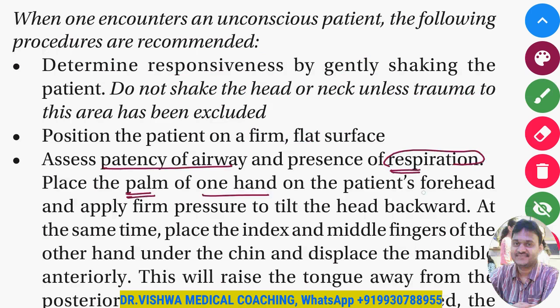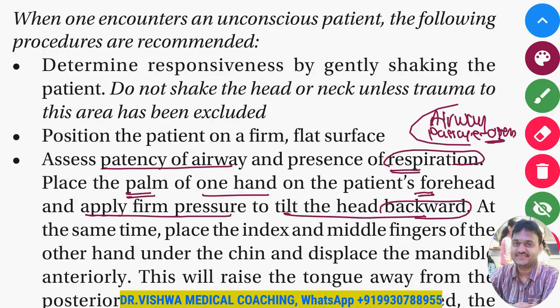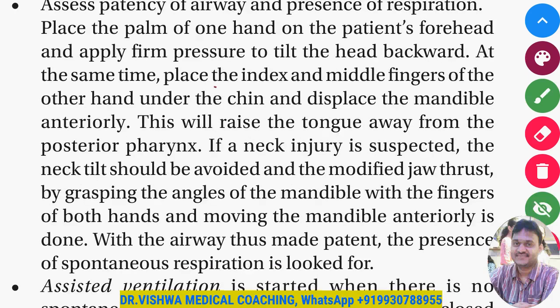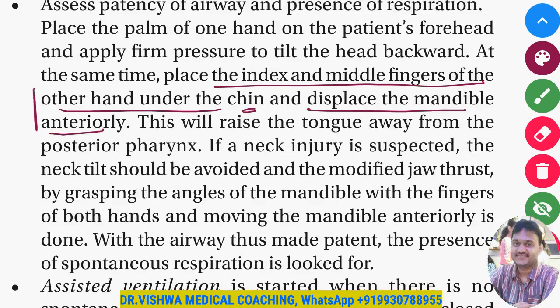Place the palm of one hand on the patient's forehead and apply firm pressure to tilt the head backwards. Why tilt the head backward? So that the airway passage will be open. At the same time, place the index and middle fingers of the other hand on the chin and displace the mandible anteriorly. This prevents tongue fall. If you displace the mandible anteriorly and tongue fall has happened, the respiratory passage opens. So every word is important in this.